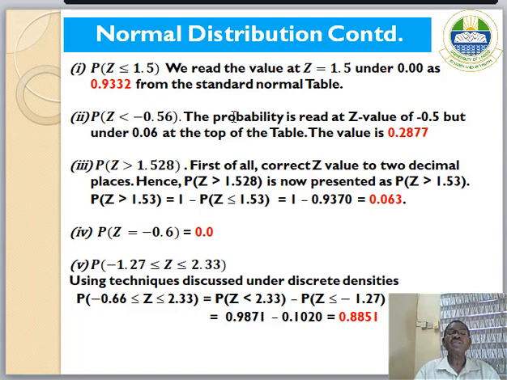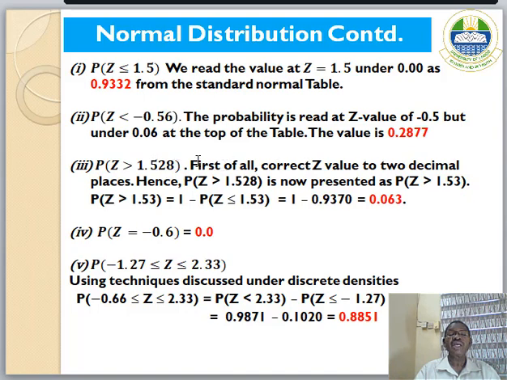When we go along the Z values, we find minus 0.5, but we won't find the 6. So we read minus 0.5 under 0.06 on top to accommodate these values. So we read at minus 0.5 under 6. You remember how we read values from logarithm tables in high school; it's the same thing. We find the value is 0.2877. What of the probability that Z is greater than 1.528?